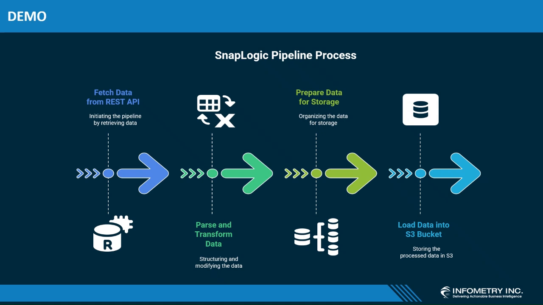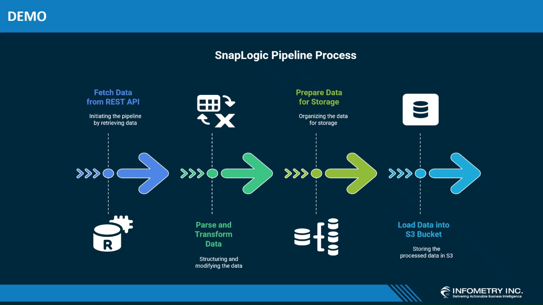After transformation, we prepare the data for storage. This actually means adjusting the schema, organizing fields, grouping data, or formatting it the way our storage system expects. This step ensures the data is clean, consistent, and properly formatted.